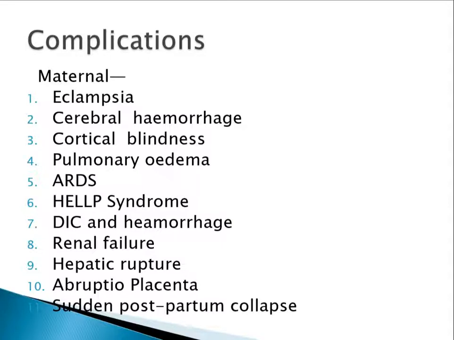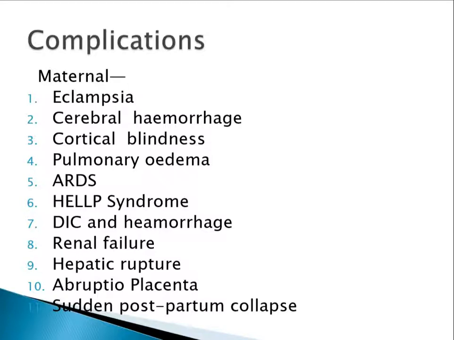Then, cerebral hemorrhage she can get. That is because of the hypertension. Any blood vessels may rupture in the brain, and then she can have cerebral hemorrhage. Cortical blindness if there is cerebral edema, particularly in the occipital region. Pulmonary edema, that is left ventricular failure, she can develop because of the hypertension. Heart has to function more, so it is unable to pump blood. There will be backflow into the lungs, and then pulmonary edema will occur.